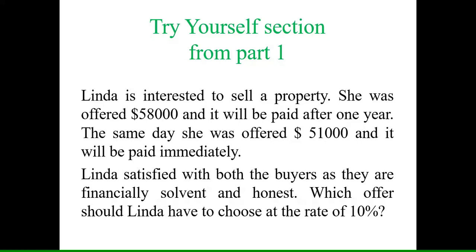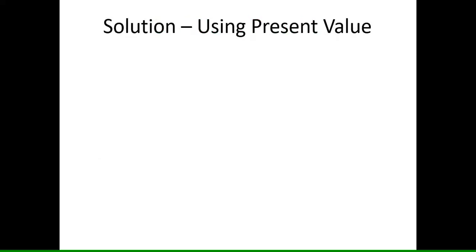So there are two scenarios, right? One is a future value of 58,000 which we are going to get after 1 year. Another one is the value which we are going to get currently, which is 51,000. Okay. So what are the conditions here? Linda is satisfied with both the buyers as they are financially solvent and honest. So here we have to give her an option. Which option should she choose? She should choose with the buyer rate of 10%.